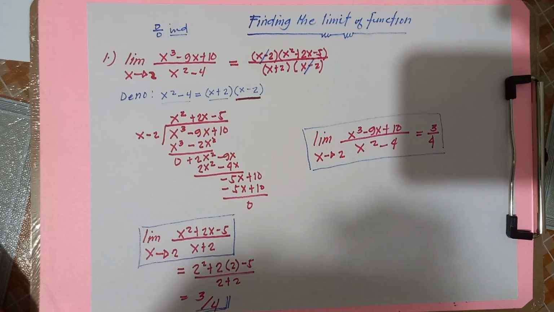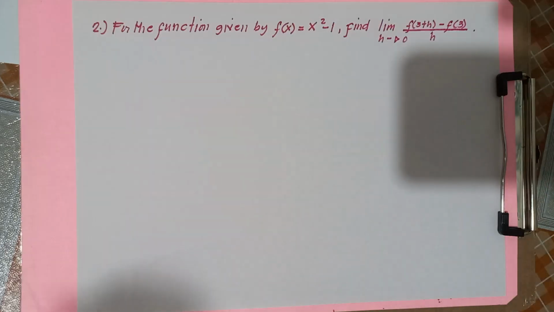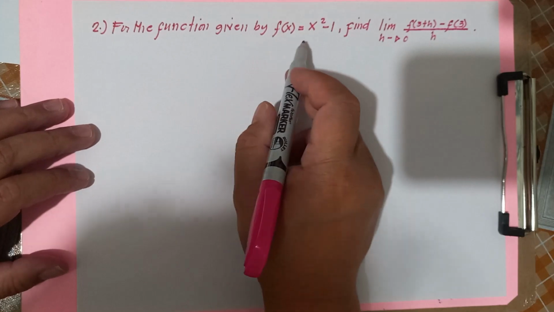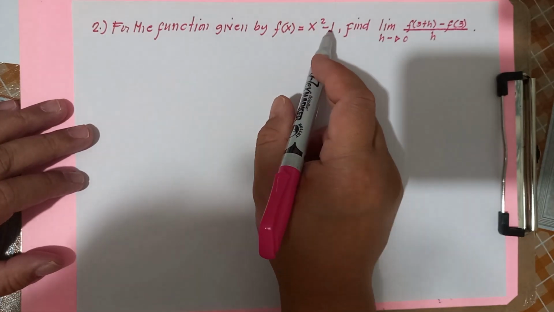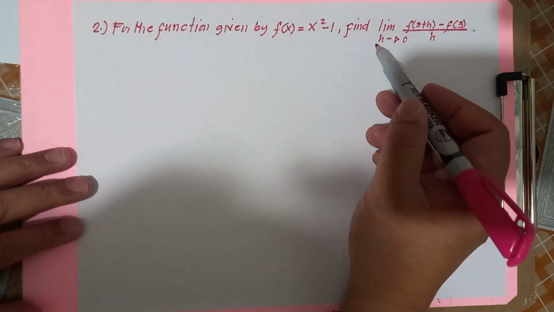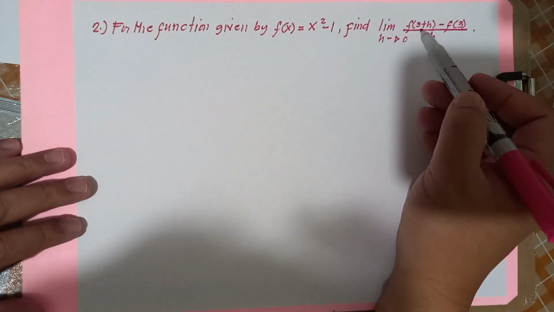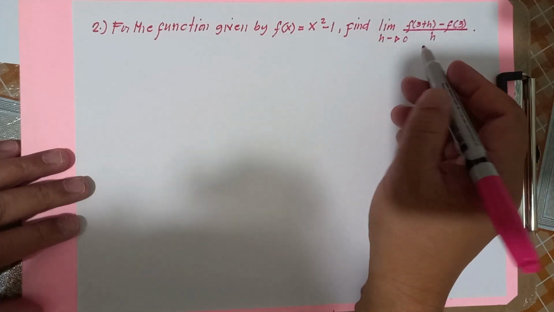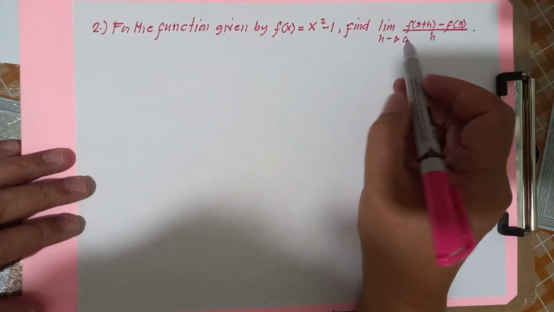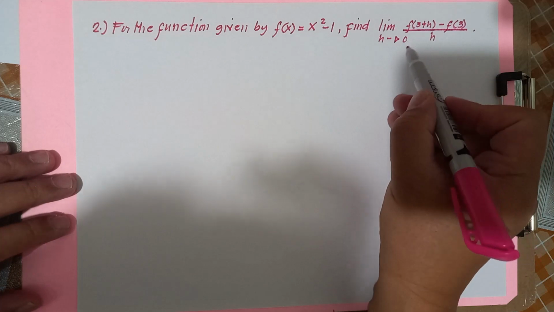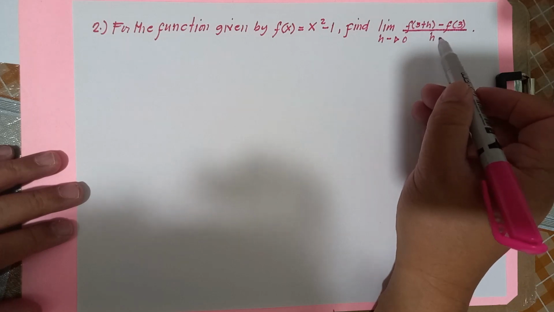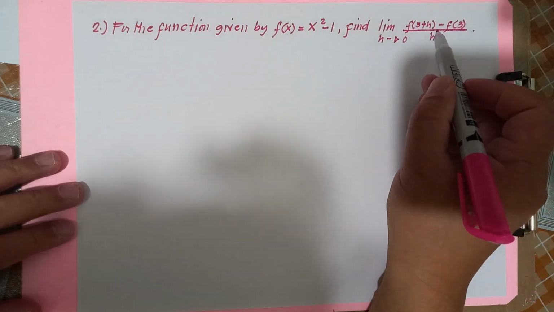I hope you understand. Okay, so let's try to see number 2. For number 2, for the function given by f of x is equal to x raised to 2 minus 1, it says here, find the limit of f of the quantity 3 plus h minus f of 3 over h as h is approaching 0. Now notice again that when we have a direct substitution here, that is the same as substituting h to 0. Definitely, the result will be indeterminate.